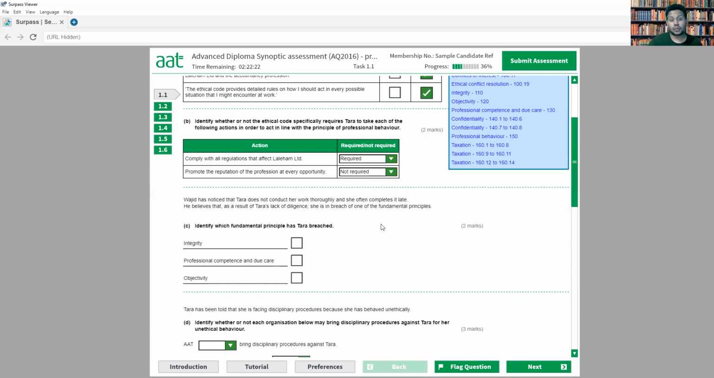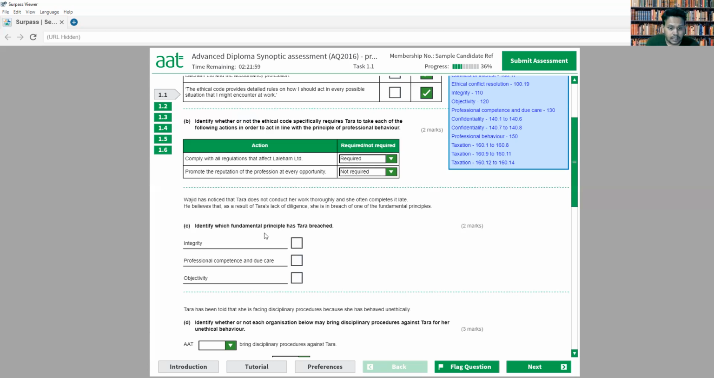Especially, for example, if you work in the payroll department, and if you don't submit the RTI to the HMRC on time, maybe you will end up with a big penalty. They will say, we didn't receive any information from you, so this is your penalty. So your professional behavior and competence and due care has to be up to date. And obviously, you need to show you've done your work on time.